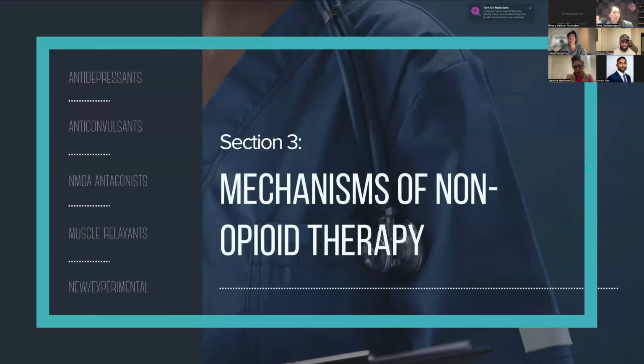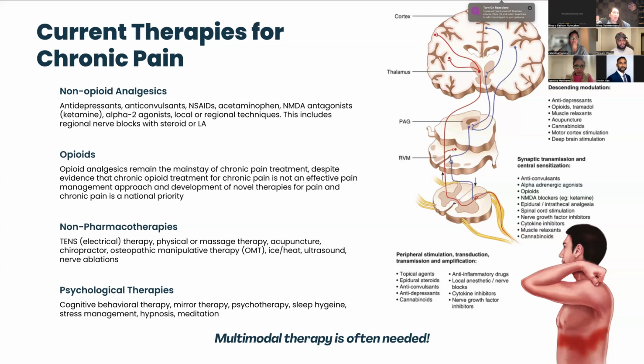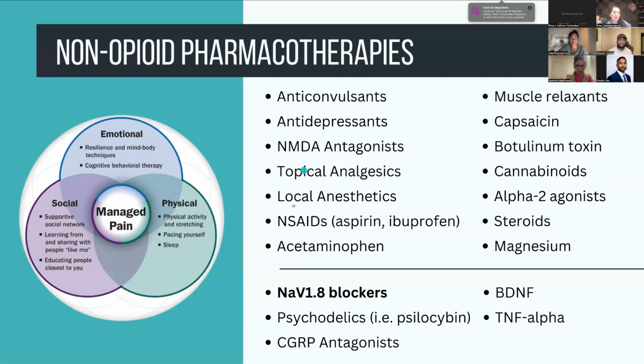So just to wrap it up, let's very briefly go over some of the pain therapeutics, and this is what we're going to focus on in our next session. Okay, some of our non-opioid therapies. We talked already about the different types of therapies that are available: non-opioids, opioids, non-pharmacotherapies, and then those psychological therapies. There are quite a few, and for our next session, we're going to go through the mechanisms of action of each one of these topics here.